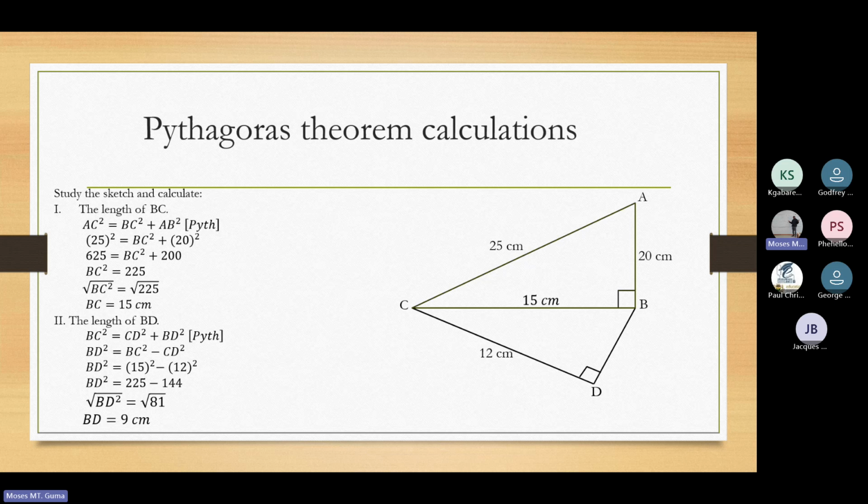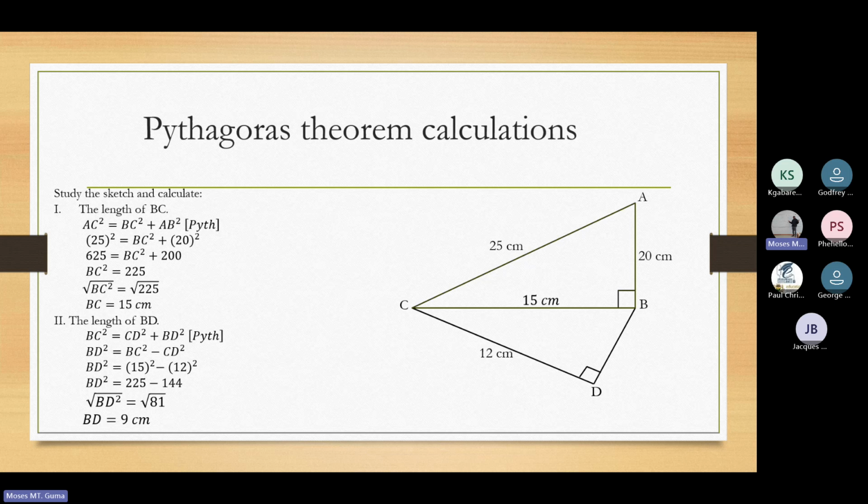Fine. Now, BC squared, under the square root sign, is equal to 225, square root of 225, which is 15 centimeters. Moving on, we now know that BC is 15 centimeters. We substitute that there. Now, do you see that in this triangle, BCD, we've got how many things? Two things. It means we can use them to calculate the length of BD.